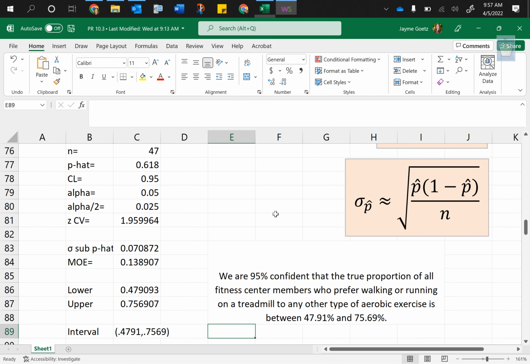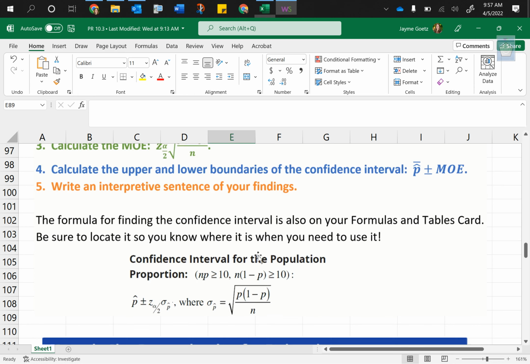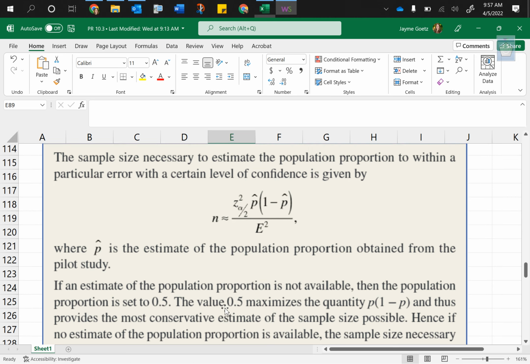Okay, so in summary, just like the others, I'm going to give you an in summary. You need to find the point estimate. You need to find the z-value, calculate the margin of error, then calculate your boundaries and write an interpretive sentence of your findings, okay? Now, these formulas are on your purple sheet. You will have them for the test.